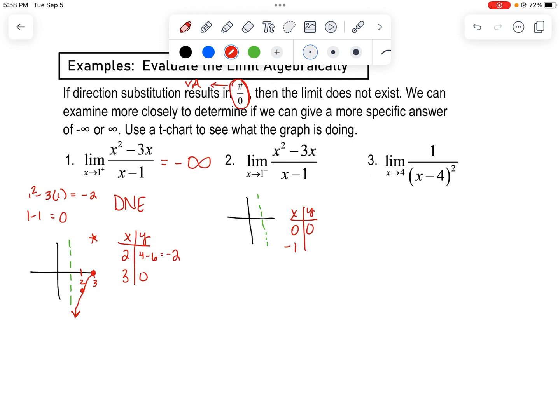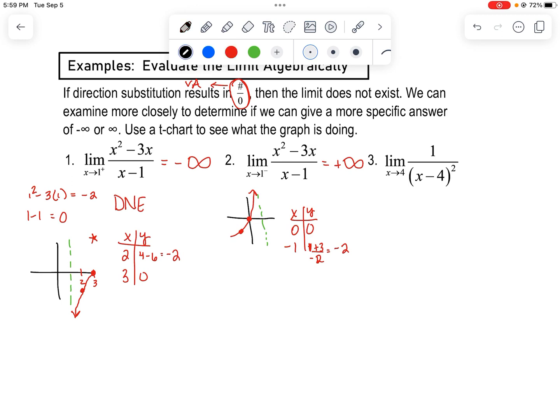So if we plug in 0, we'll get 0. And if we plug in negative 1, we will get 1 plus 3 over negative 2. So we get negative 2. So 0, 0, and negative 1, negative 2. And so we can see that this side must be going up to positive infinity. So again, the limit does not exist. More specifically, it's going to positive infinity.